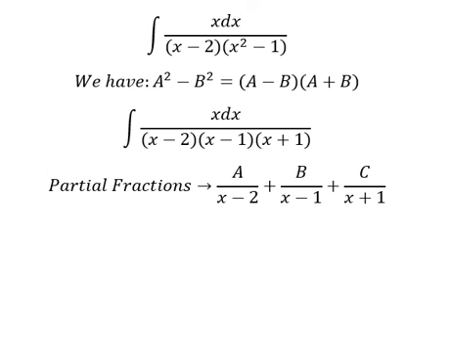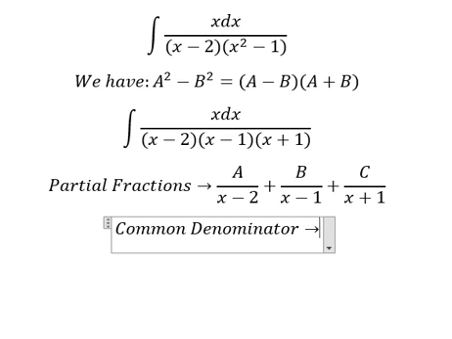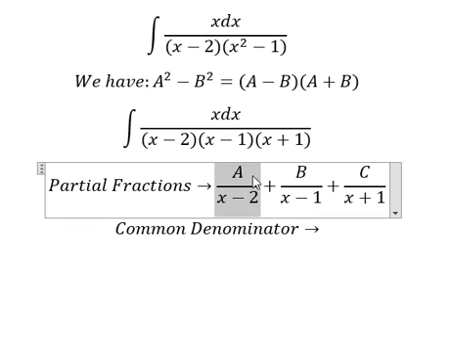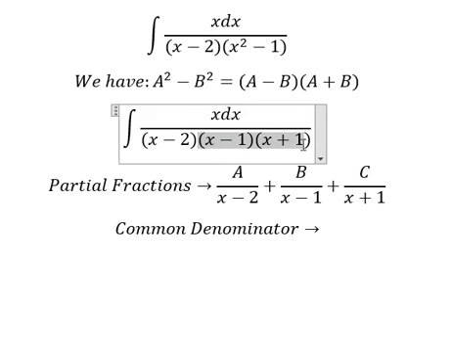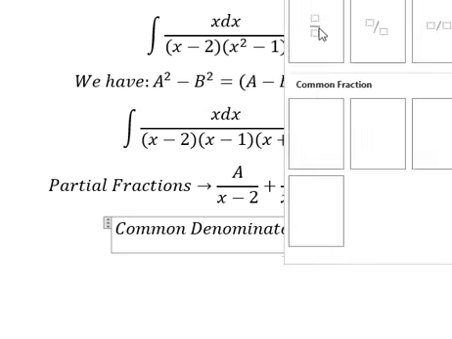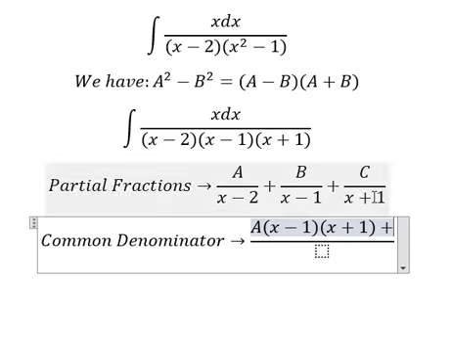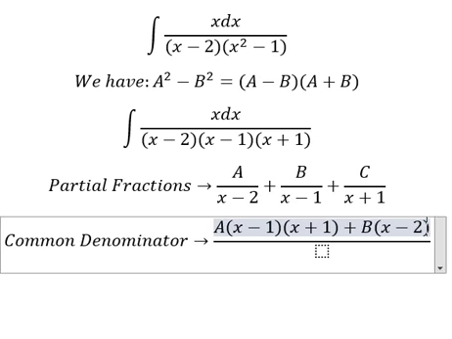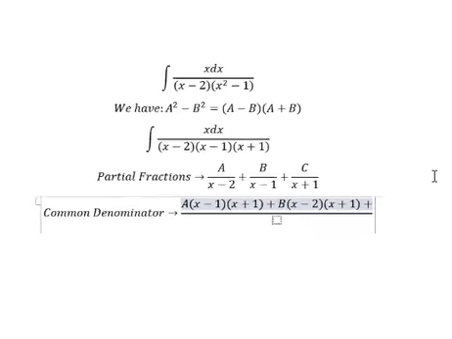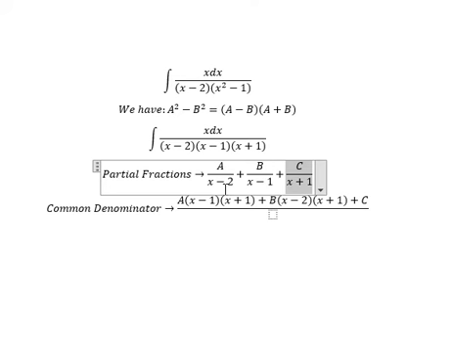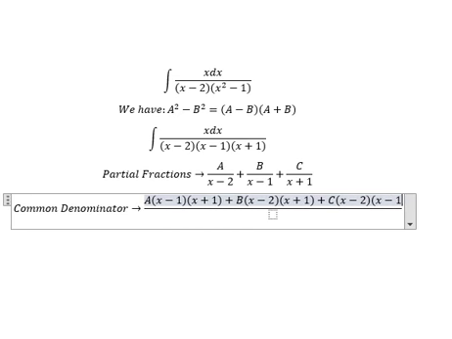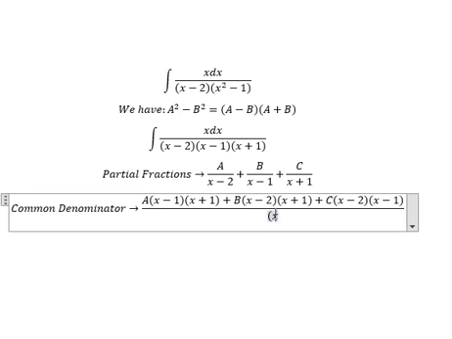Now, we do common denominator. About this one, it is missing s minus 1, s plus 1. About this one, it is missing s minus 2, s plus 1. About C, it is missing s minus 2, s minus 1. So, this one we have s minus 2, s minus 1, s plus 1.